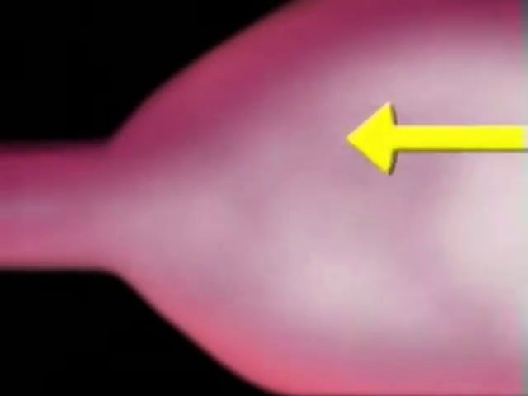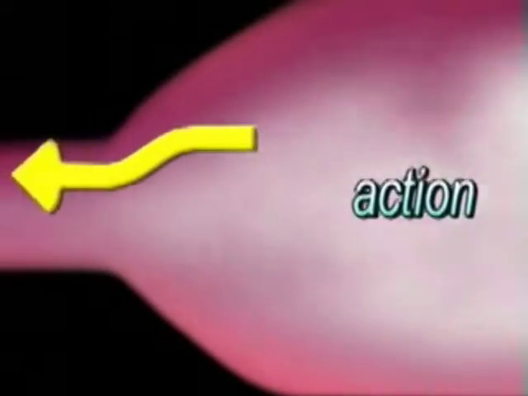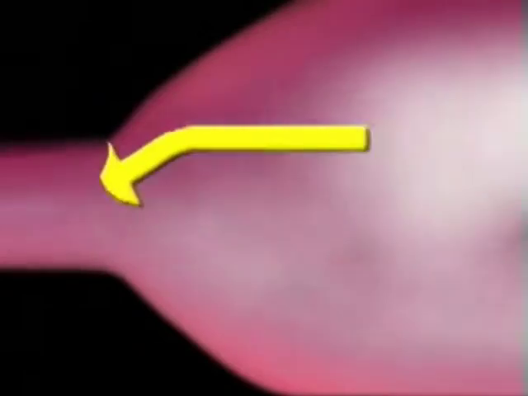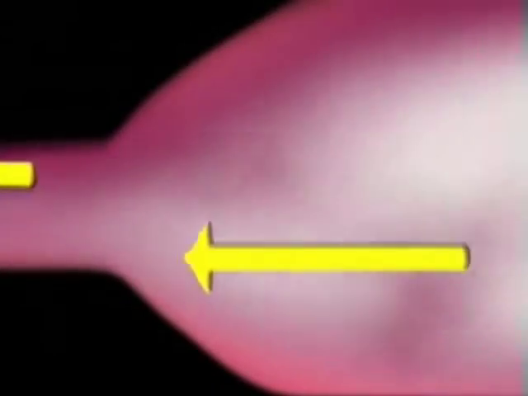To force the air out, the balloon exerts a force on the air. This is known as action force. At the same time, the ejected air exerts a force on the balloon equal in magnitude but opposite in direction. This is known as reaction force. It is the reaction force that makes the balloon fly in the sky in the opposite direction.